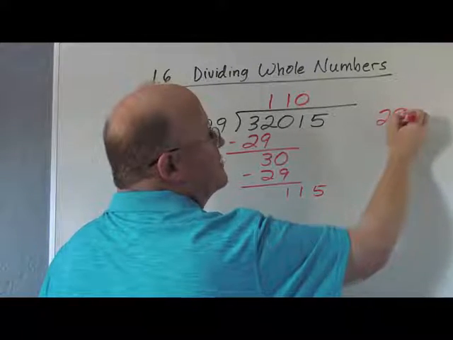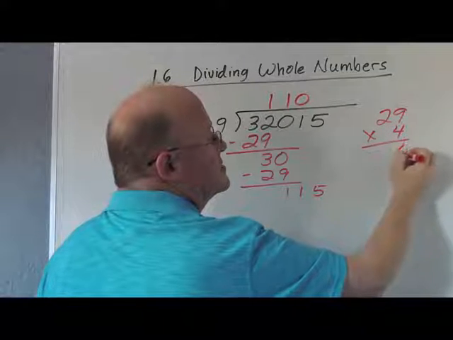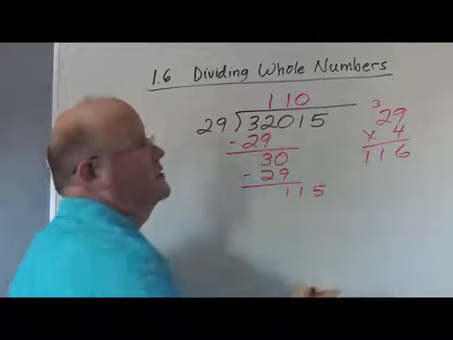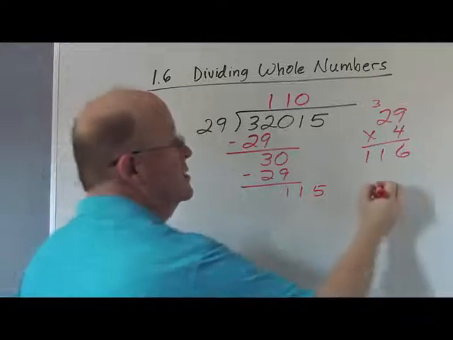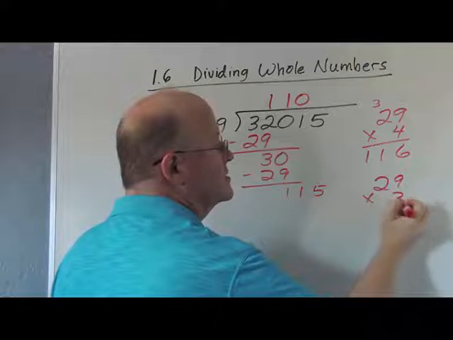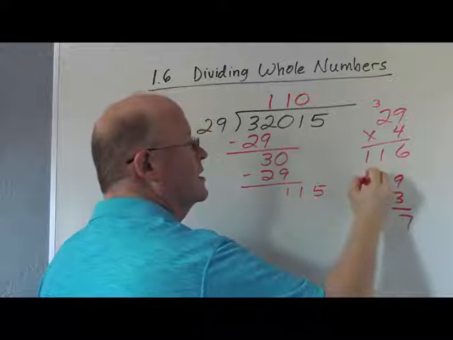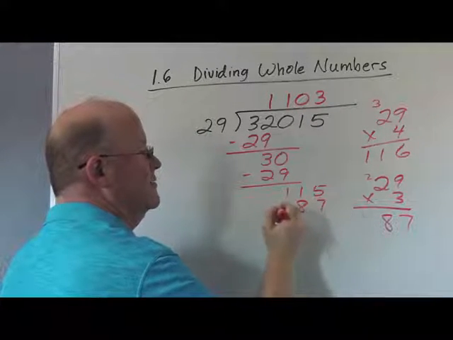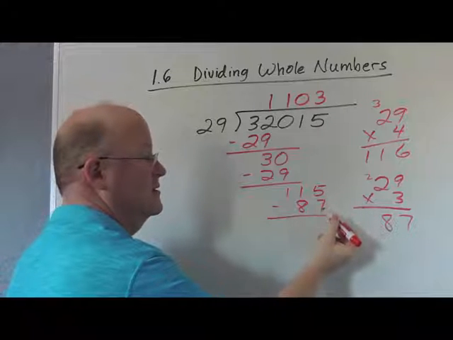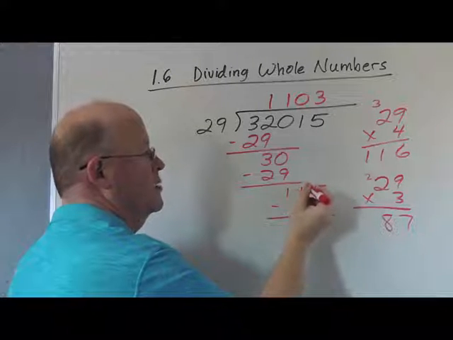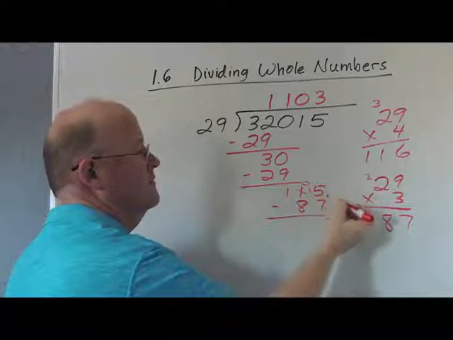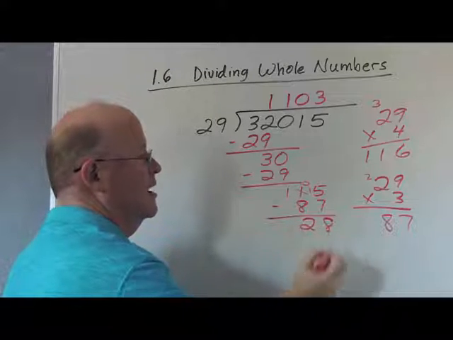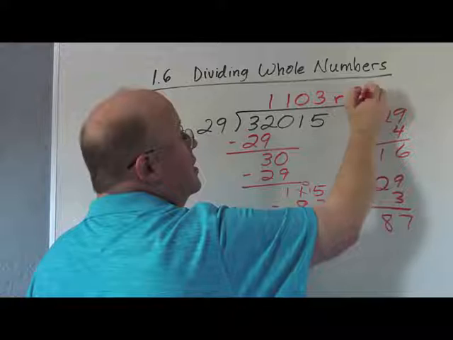Off to the side on my scratch paper, 29 times 4, that's 36, carry my 3. 4 times 2 is 8, plus that 3 is 11, you see I was right. 4 wasn't going to go in. So 29 times 3 is going to have to be the answer here. 27, carry our 2, get 87. There's our 3. That's going to become 87. Subtract 5 minus 7. Oh, can't do it, so we're going to borrow from that 1, make it a 0, make this a 15. 15 minus 7 is 8. 0 minus 8 we can't do, but 10 minus 8 is 2. And there is a remainder of 28, so R 28.